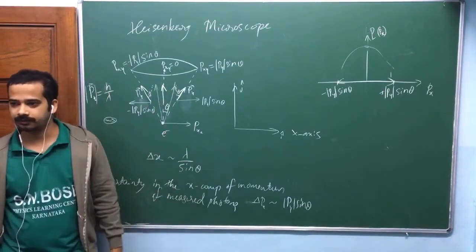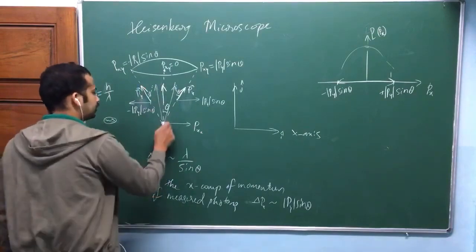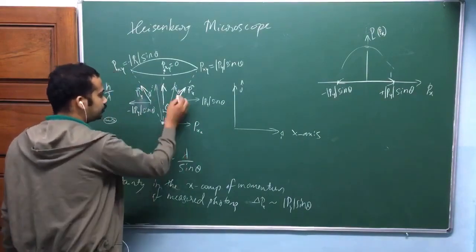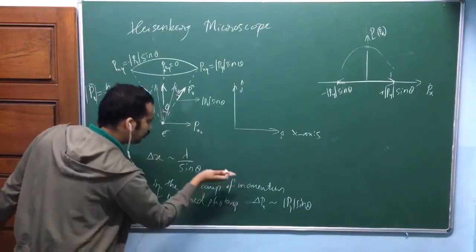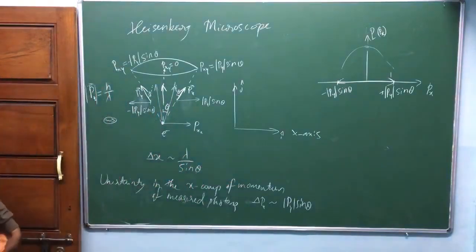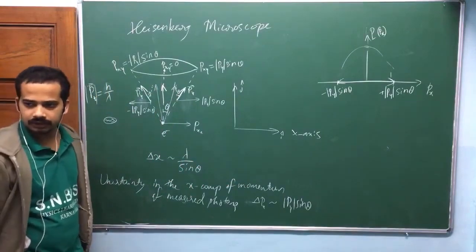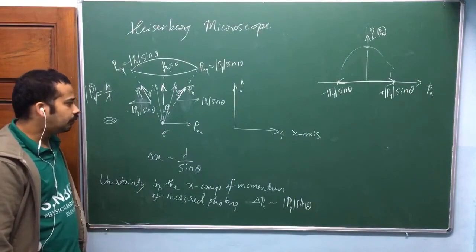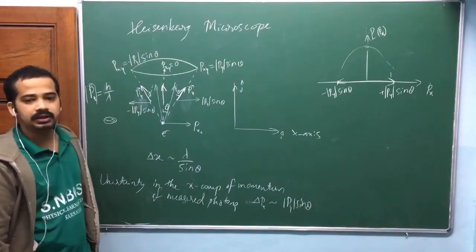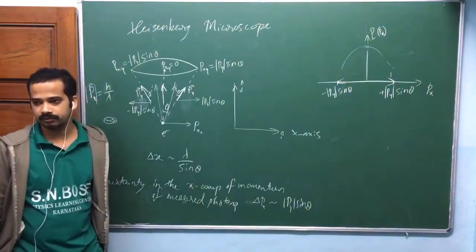It will recoil. If the photon moves like this, it may recoil like this. So that combination of the motion, it may move like this, like that. You can take some conservation of momentum like we did in the case of the Compton effect. Is that okay? So that's why there exists uncertainty in the x component of momentum of the electron.